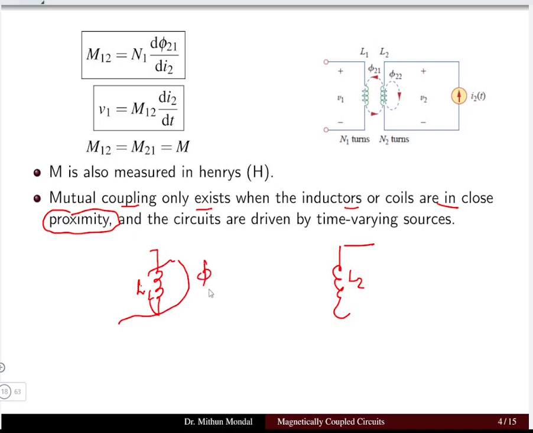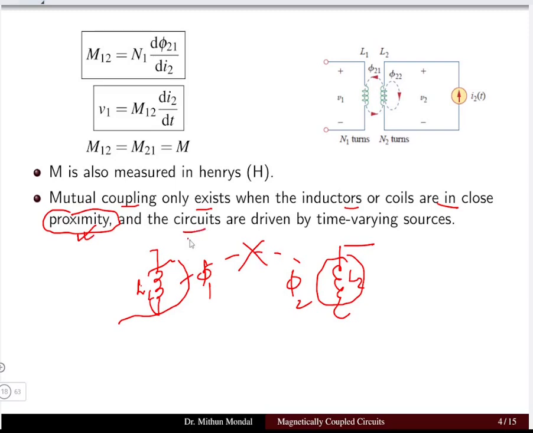So we have the flux phi1 here and the second flux phi2 here, and there is no mutual flux linking the first coil and the second coil. And as a result, mutual inductance will not take place. Hence, the close proximity of the coils is an essential parameter.